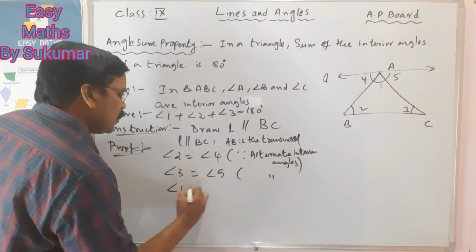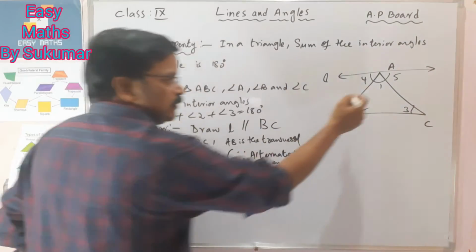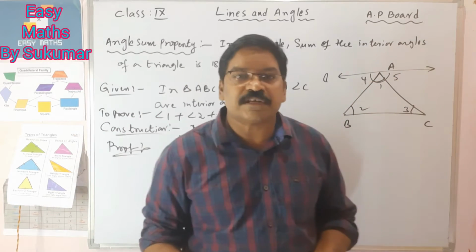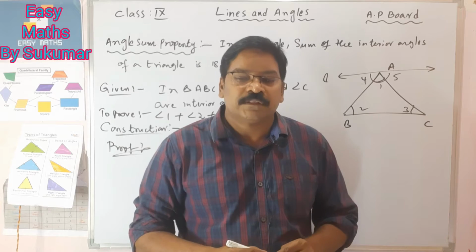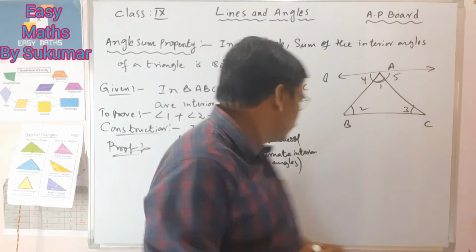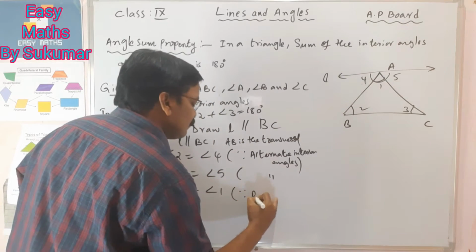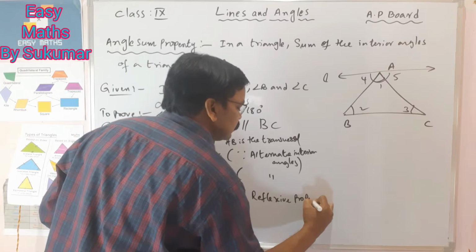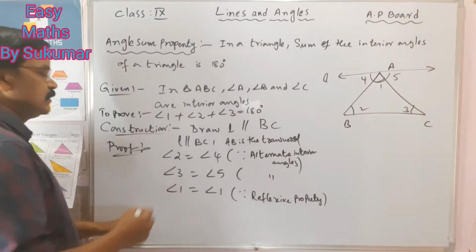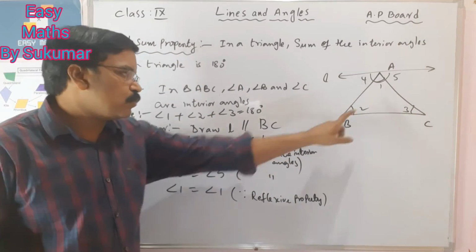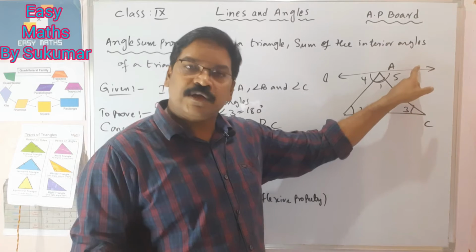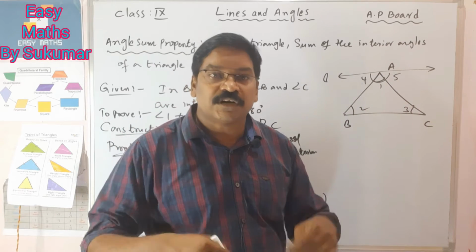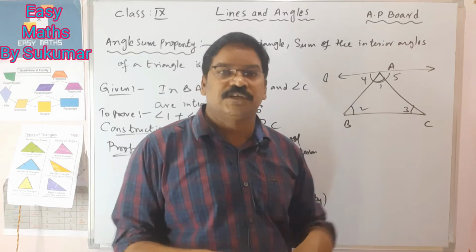Next, angle 1 is equal to angle 1. Here, this is angle 1, and this angle is equal to itself. This property is called the reflexive property. That means every number is equal to itself. So, my dear students, here angle 2 is equal to angle 4, angle 3 is equal to angle 5 and angle 1 is equal to angle 1. That is called the reflexive property. Every number is equal to itself.